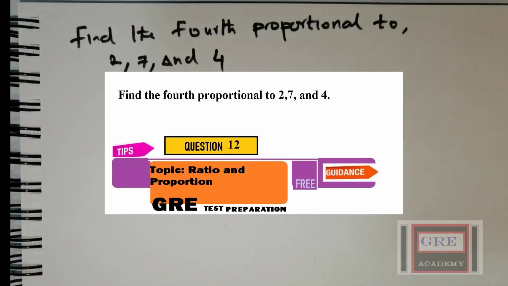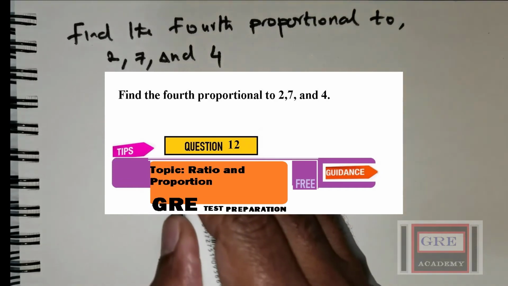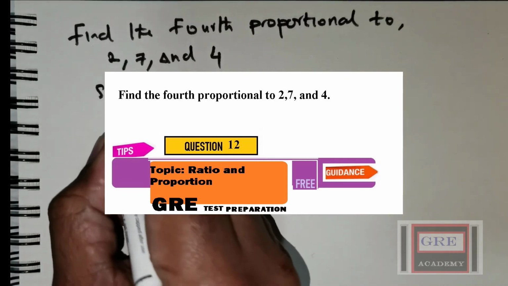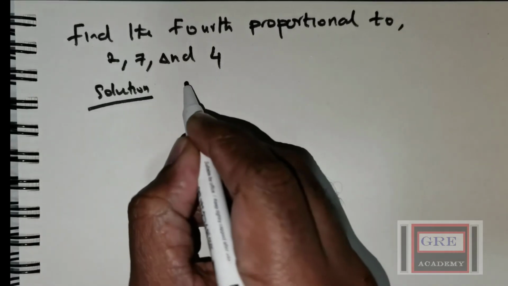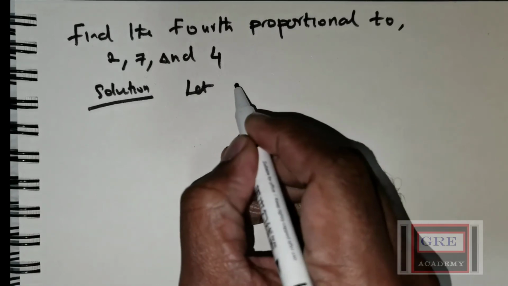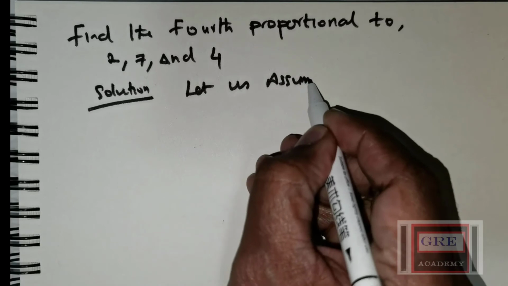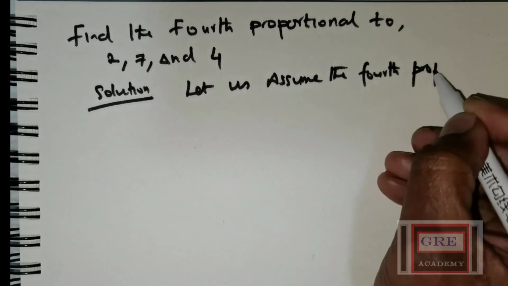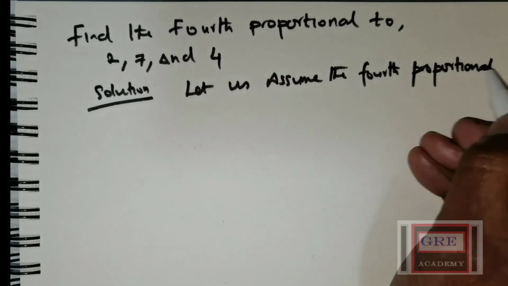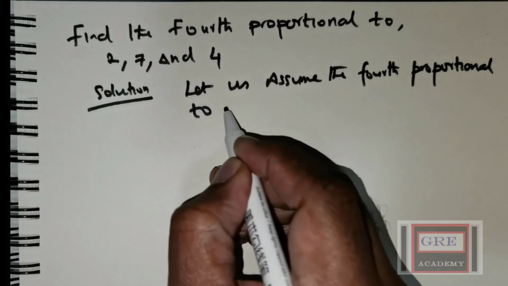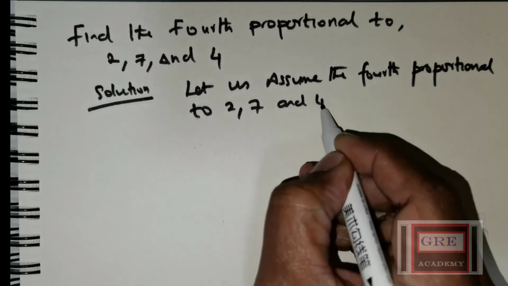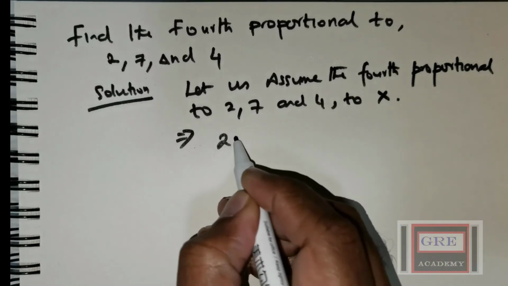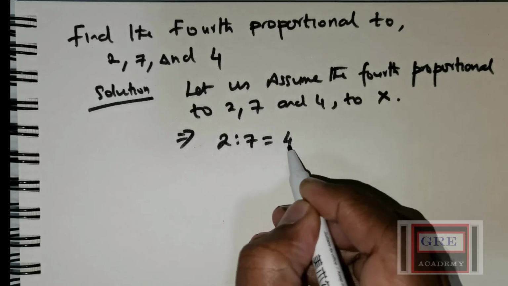Students, in this question, you are asked to find the fourth proportional to 2, 7, and 4. So the solution can be achieved in the following way. Let us assume the fourth proportional to 2, 7, and 4 to be x. So this would mean 2:7 will be equal to 4:x.